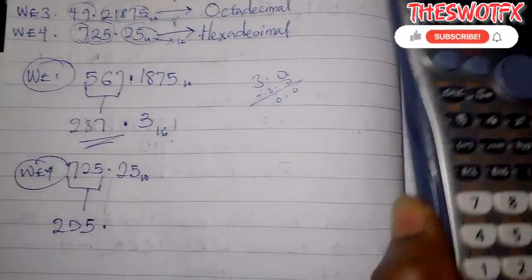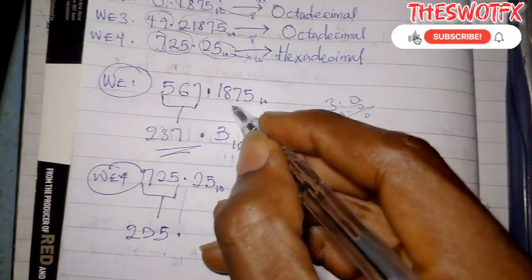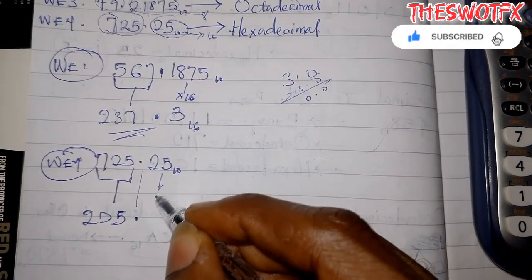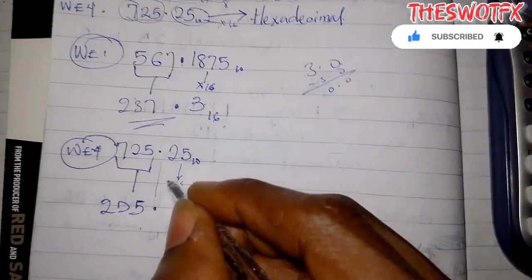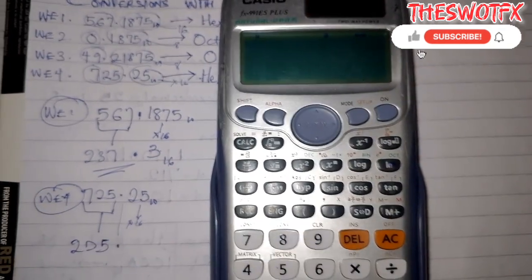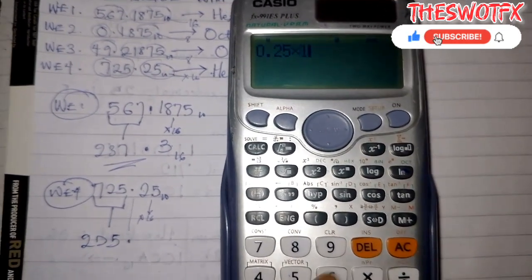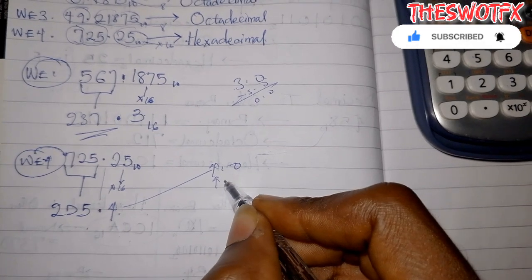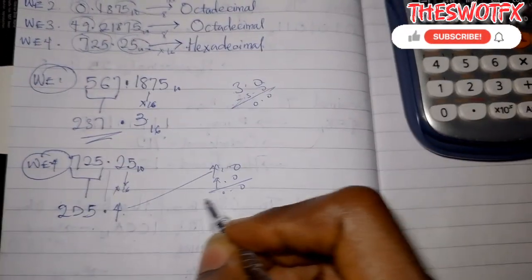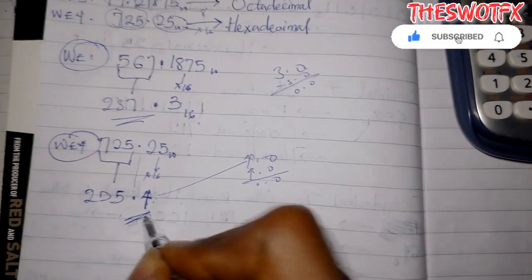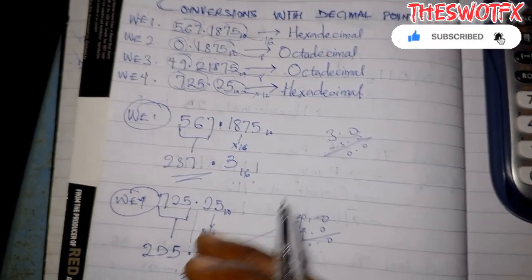So 0.25 is going to be multiplied by 16. Change your calculator mode, then 0.25 times 16. So we have 4.0. You take the 4, write down the 4, subtract this 4 from this 4, you have 0.0, so we have nothing left. So the answer is 2D5.4 in base 16.